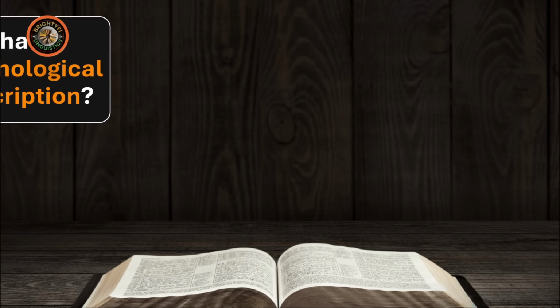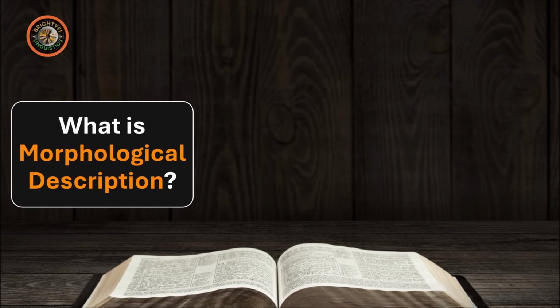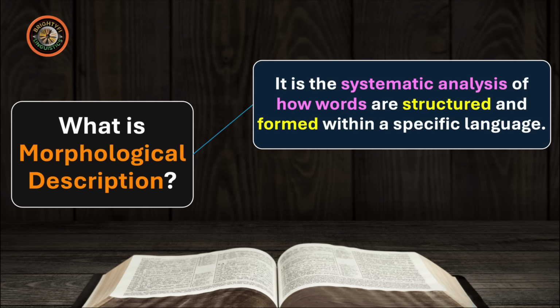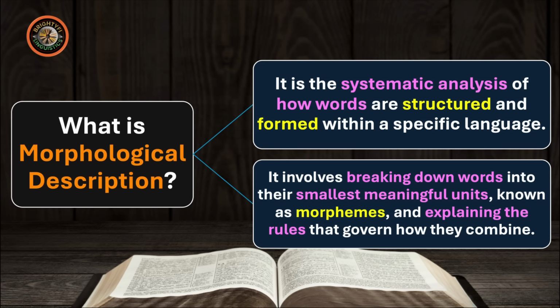But first, we'll talk about what is morphological description. It is the systematic analysis of how words are structured and formed within a specific language. We have another point in this direction. It involves breaking down words into their smallest meaningful units known as morphemes and explaining the rules that govern how they combine.